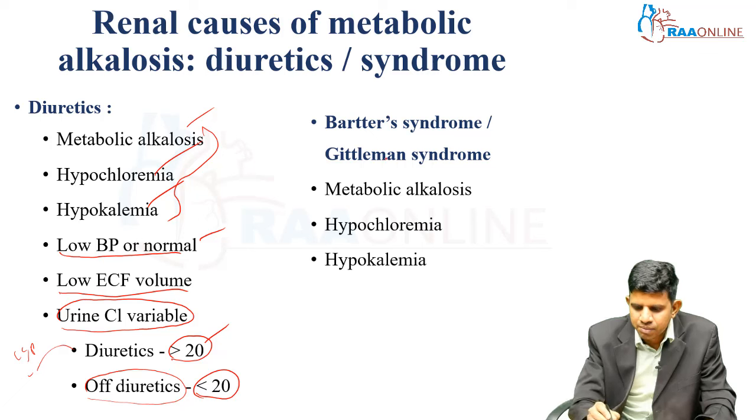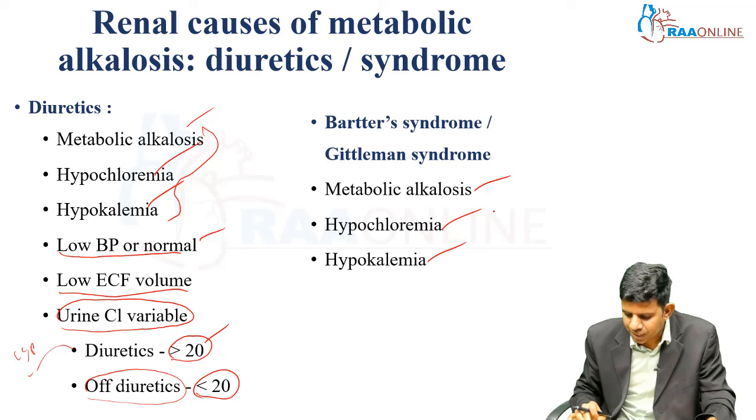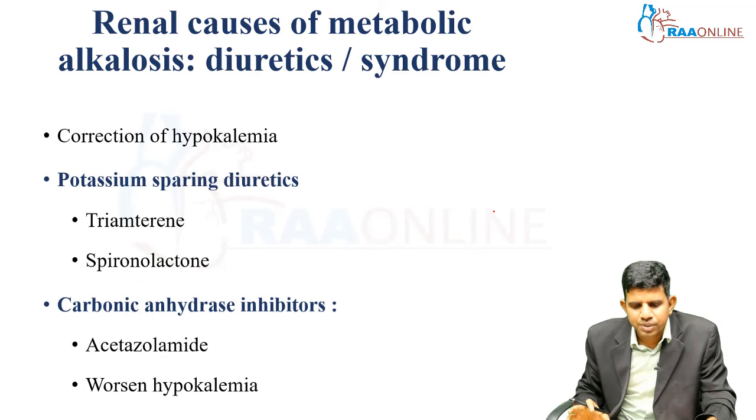Bartter and Gitelman syndromes also will cause metabolic alkalosis, hypochloremia and hypokalemia. These Bartter and Gitelman syndromes are not very important in critical care. I am not going to discuss the urine chloride and the volume status in this condition. Okay. So, how will you correct that?